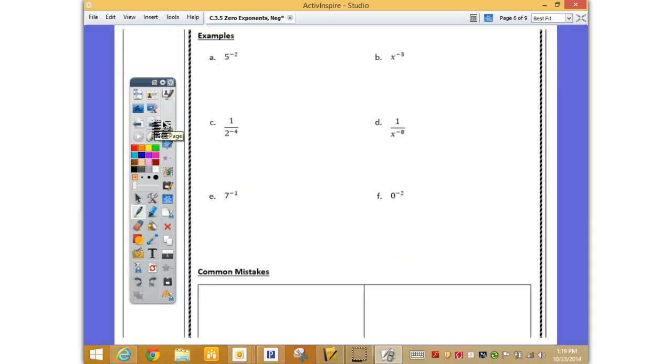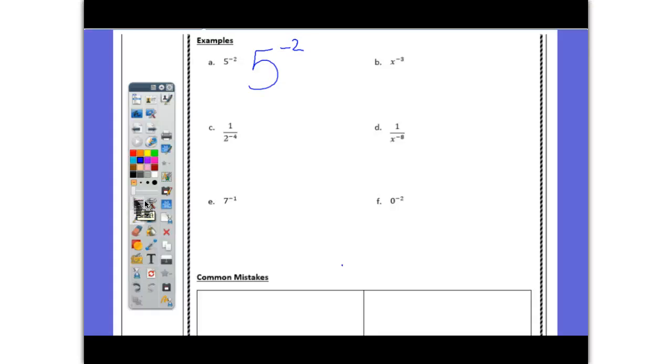All right, let's practice some more. 5 to the negative 2 power. What am I going to get for an answer? Actually, I'm going to have you use your whiteboard. Show me them on your whiteboards. Nice. I'm seeing 1 over 25, because we make that into a fraction.